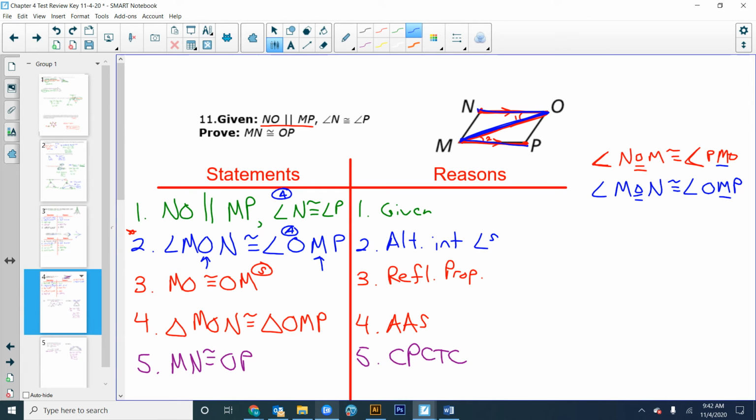That's step 2. Reason: those are alternate interior angles. You can only say that if the lines are parallel, and we said that in step 1. And they also gave us in the given statement, N is congruent to P. So we have a pair of angles, and now another pair of angles congruent. Zachary, are these triangles sharing a side?